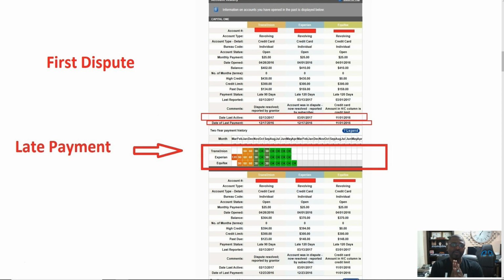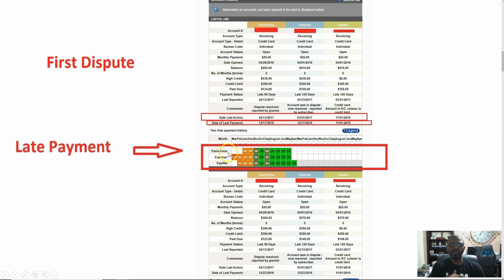Remember, the Fair Credit Reporting Act states that any information on the credit report has to be 100% accurate. So what's wrong with this payment history? Well, I'm going to tell you right now. If this creditor, Capital One, is reporting to all three credit bureaus, which you can see right here, then why is the payment history all messed up?